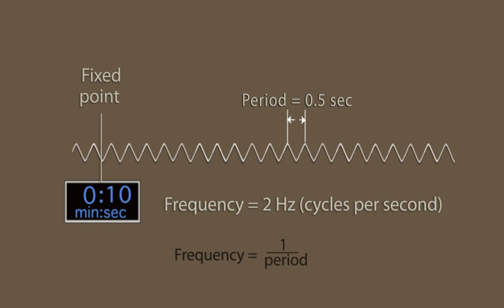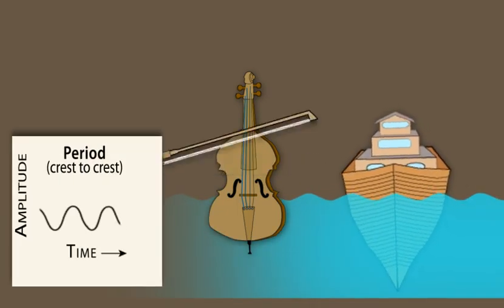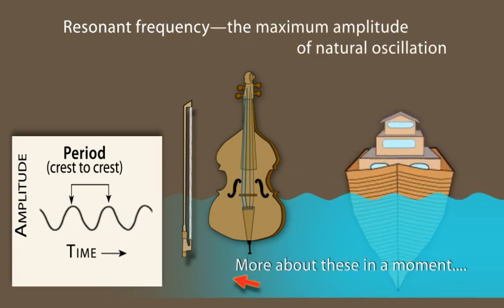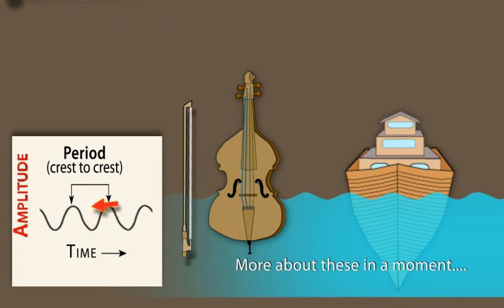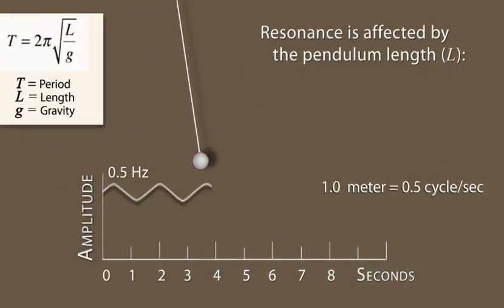Resonance is a tendency of a system to oscillate with greater amplitude at some frequencies than at others. The resonant frequency of any given system is the frequency at which the maximum amplitude oscillation occurs. For example, the resonant frequency of the 1 meter long pendulum is 1/2 of a hertz.